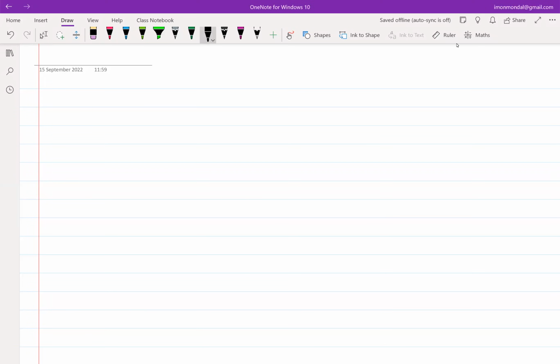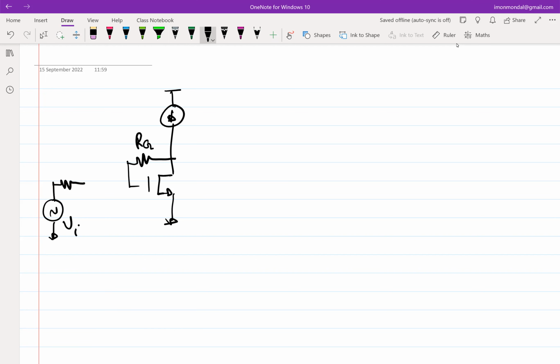Okay, so when we broke for the last class, we were looking into this configuration of biasing our MOSFET with a constant current source and having a provision of applying the incremental input also. And we said that we can simply do that by AC coupling the input.